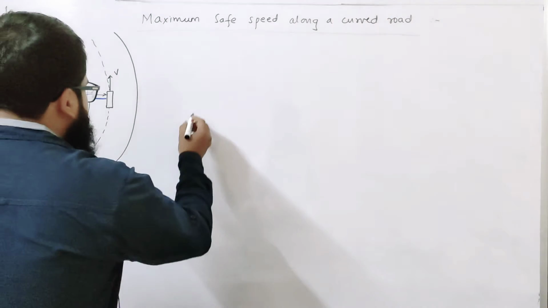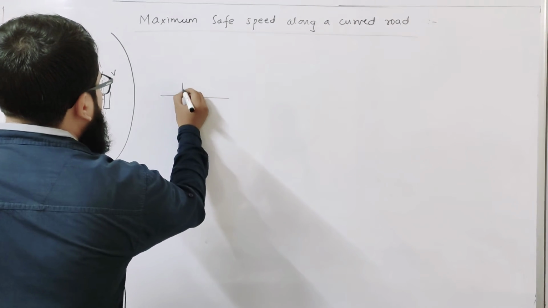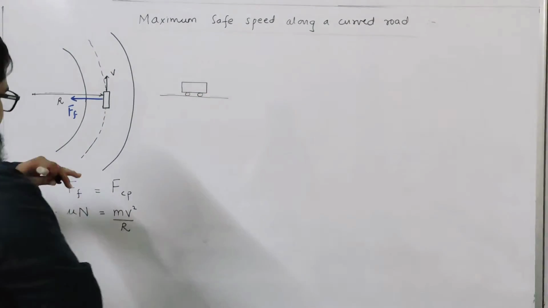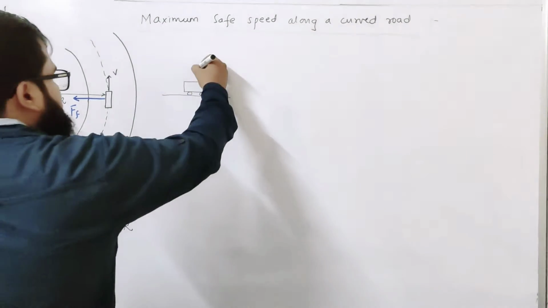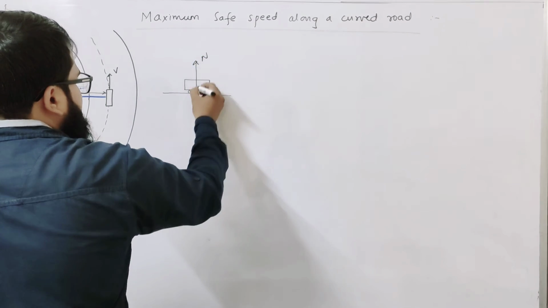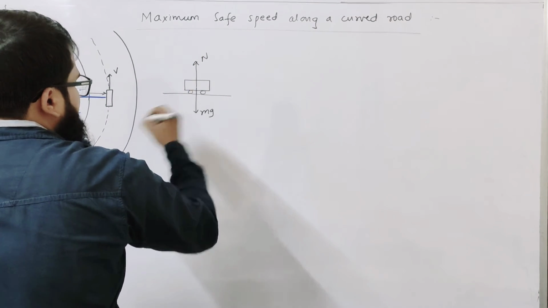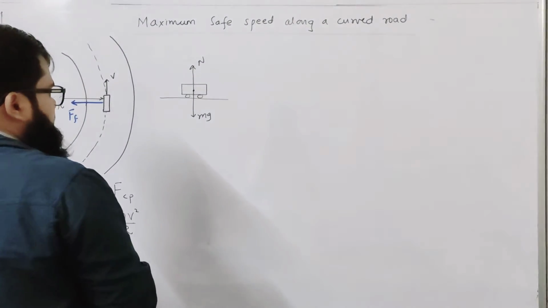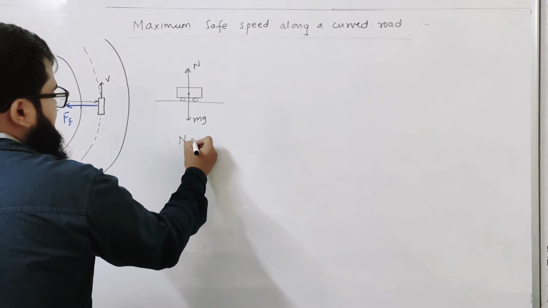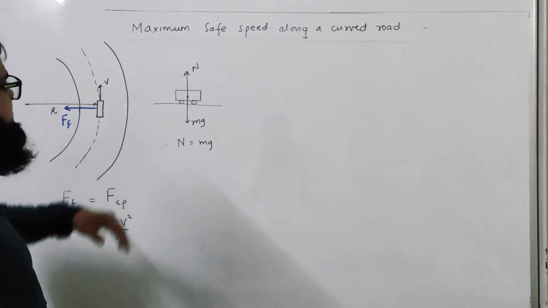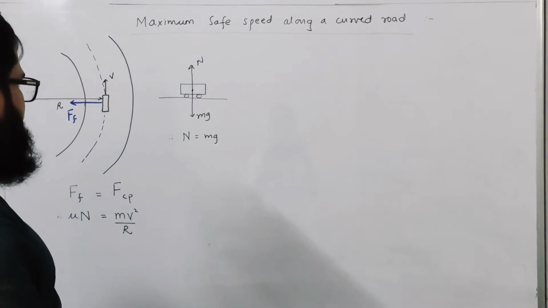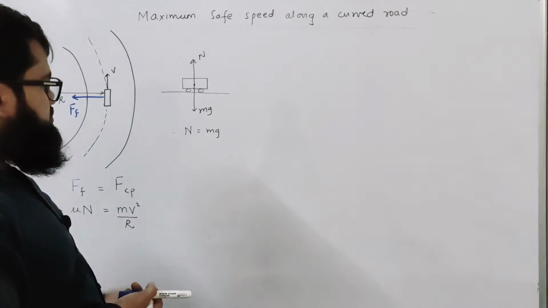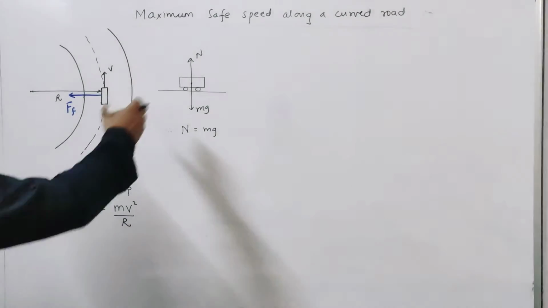Now what is normal in this case? The vehicle is on a plane surface, because the road is curved but plane, it is not a banked road. The normal reaction and gravity, which is the weight of the object, are in opposite directions. So N equals mg, because the object is not moving in the y direction, and hence it is in equilibrium in the y direction. Therefore the resultant of all the forces in the y direction should cancel each other, it should be 0. So N equals mg.